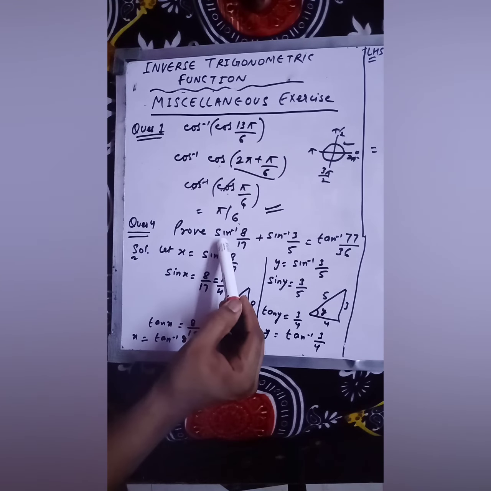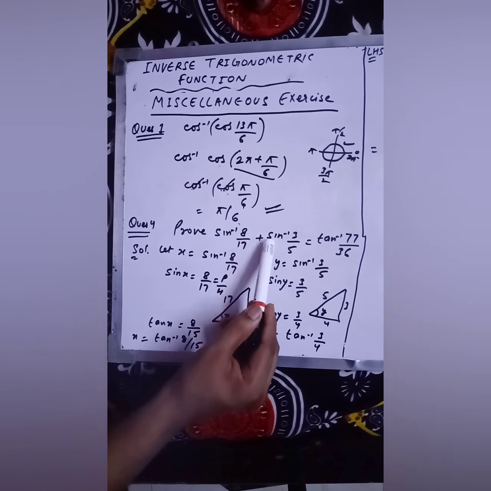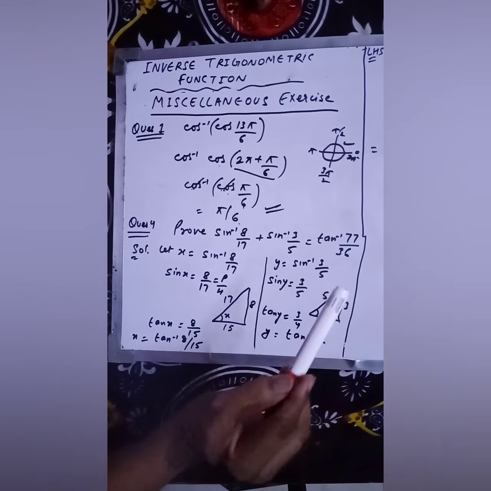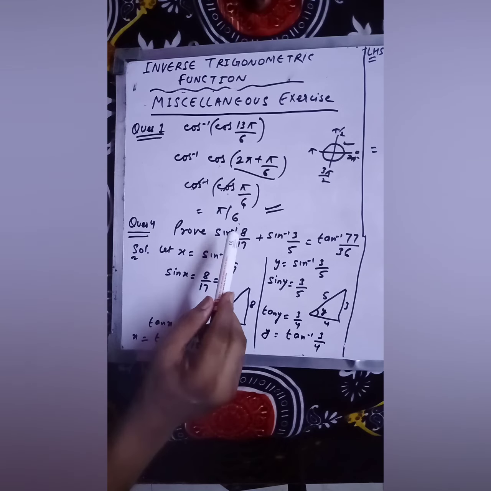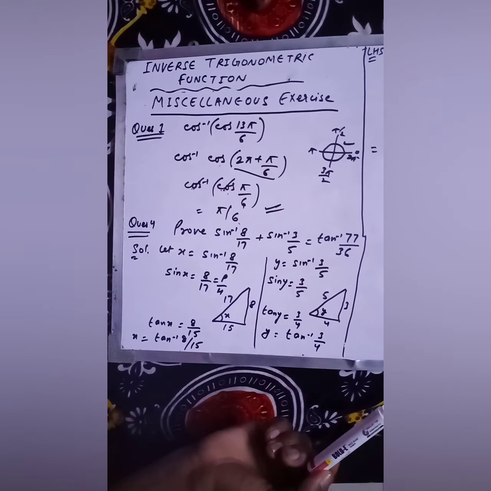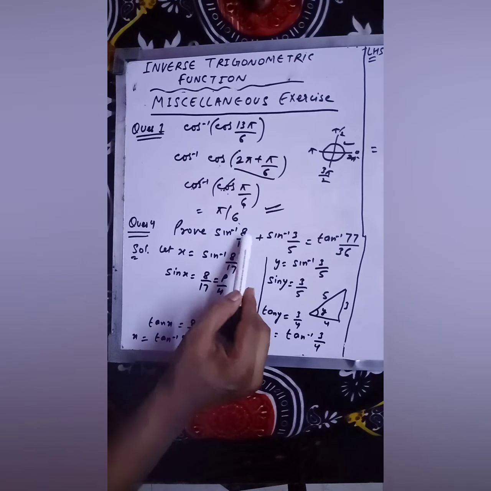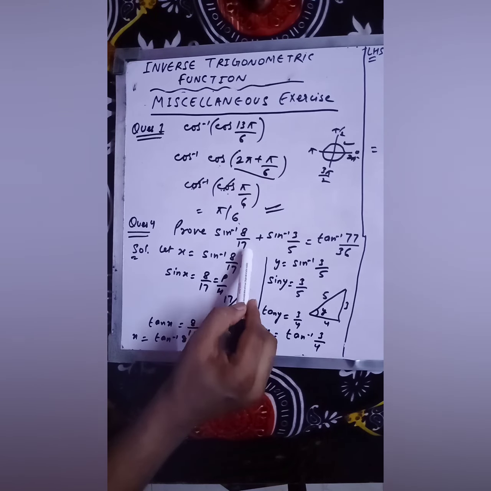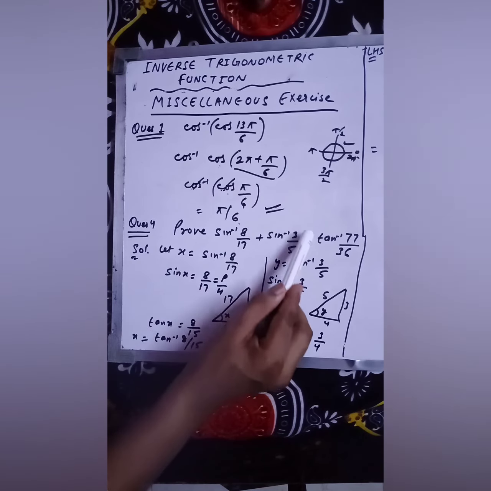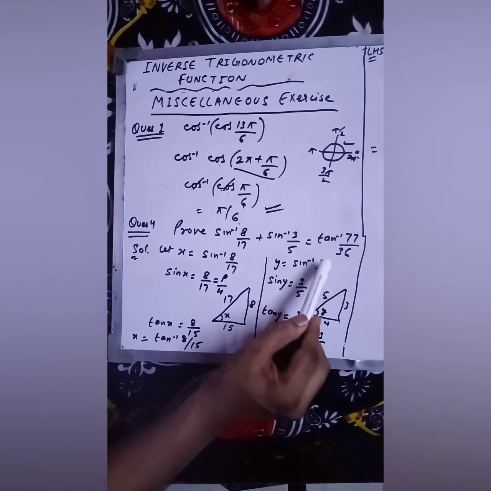See, we have to prove that sine inverse 8 by 17 plus sine inverse 3 by 5 is equal to tan inverse 77 by 36. First of all, if it is a sine inverse or whatever is given except tan inverse, you have to convert these functions into tan inverse form. Here sine inverse 8 by 17 is given, so I am assuming that this is x. So x is equal to this part and this is y. y is equal to sine inverse 3 by 5.